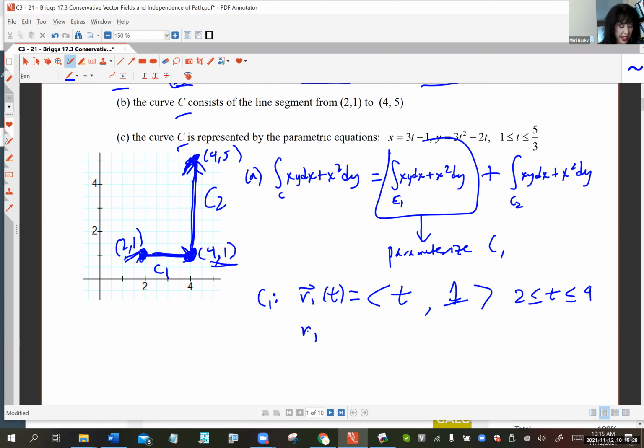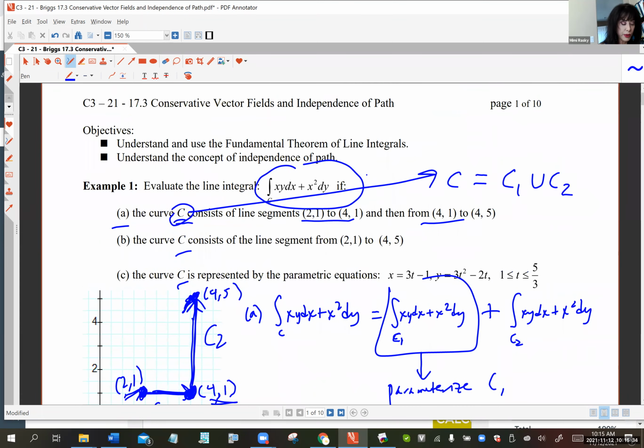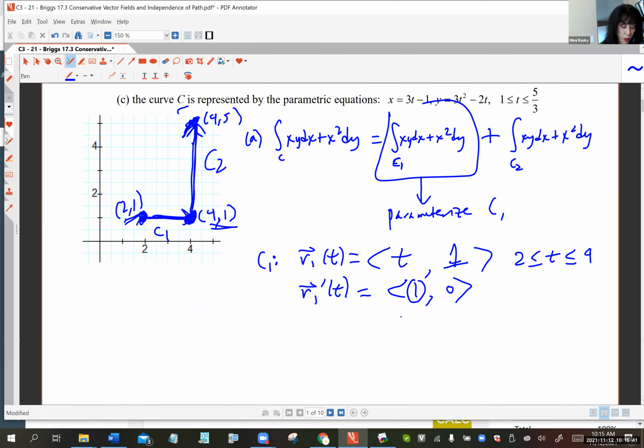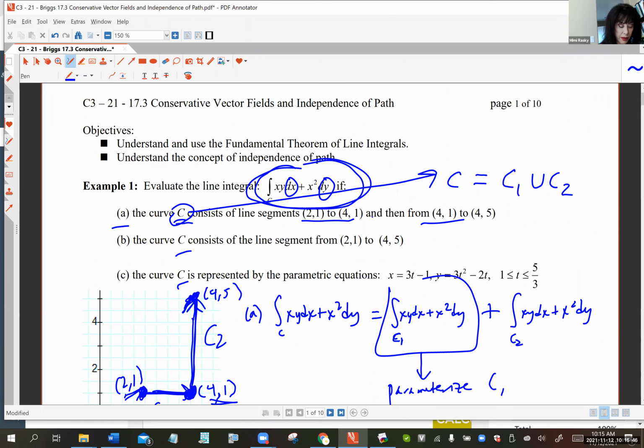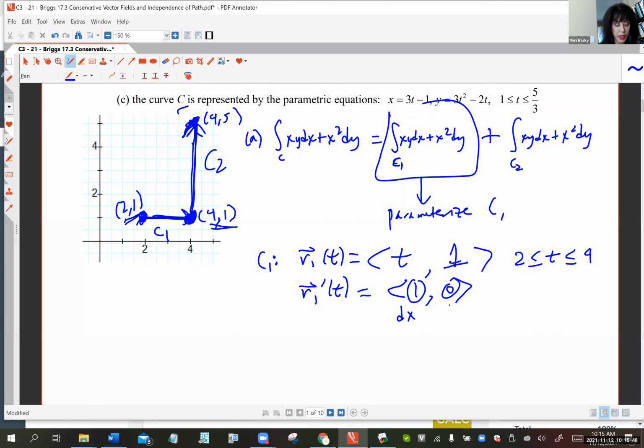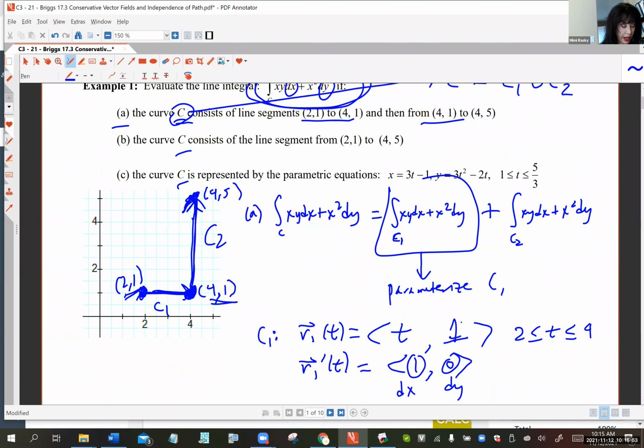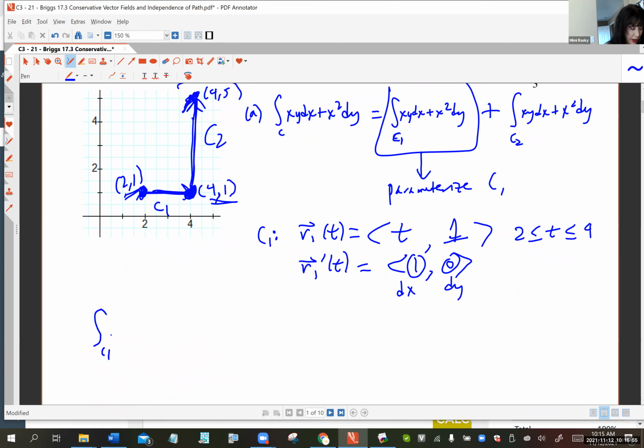So then we're going to get R1 prime. And why do we need R1 prime? Because when you're doing one of these line integrals, you need the velocity vector. The dx will get replaced with a 1 from the R1 prime. And the dy will get replaced with the y component of R1 prime, which is 0. That's going to make this real easy. Okay, so what does this line integral, xy dx plus x squared dy, become?